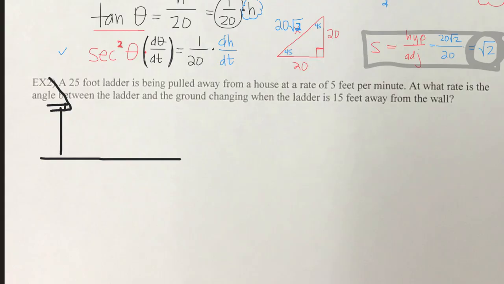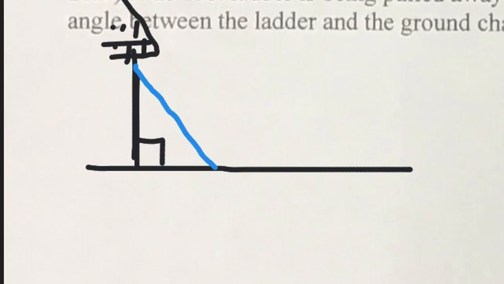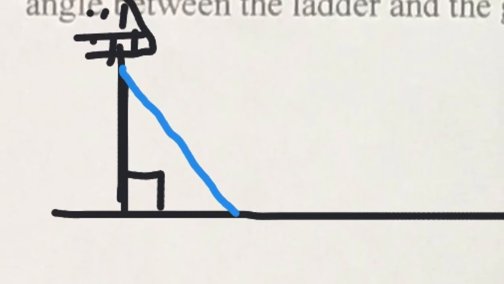Draw your house however you want. So here's some shingles on the house. No, just kidding. We're assuming once again that the house and the ground are perpendicular, that we're not talking about an angle or a slant. We're talking about flat ground. So then here is your ladder from the house to the ground. So what kind of a triangle do we have? A right triangle.